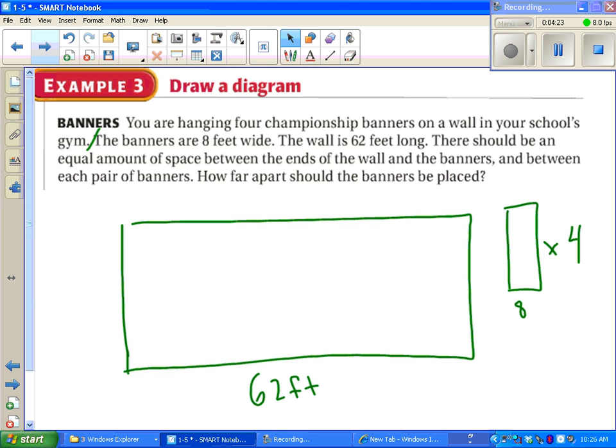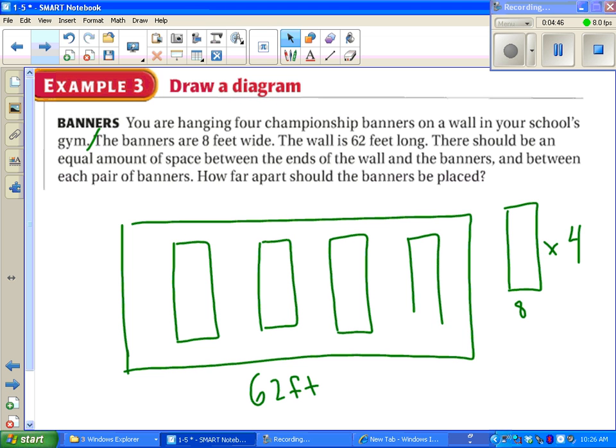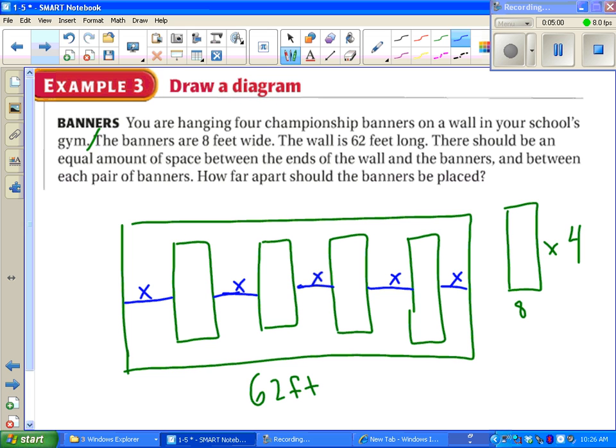There should be an equal amount of space between the ends of the wall and the banners, and between each pair of banners. So what I'm hearing when I see this is all of the banners are equally spaced out, and that same equal space is on both ends. Which really sounds like I have banners going like 1, 2, 3, 4. And the problem's telling me that each of these distances has to be the same. So I'm going to use x to represent that distance. I've even got to have that distance on both sides between the wall on the first banner and the wall on the last banner.